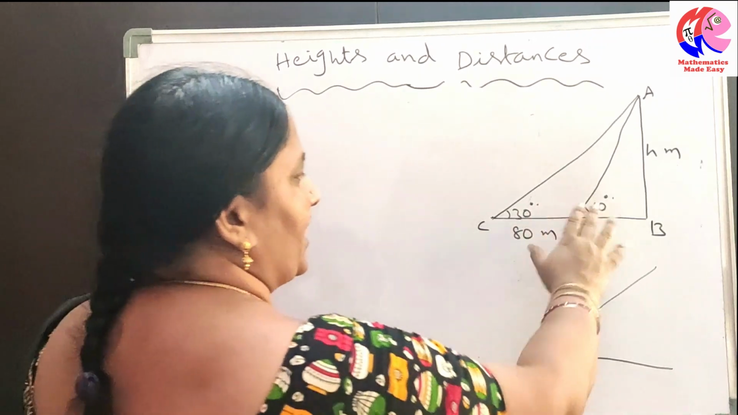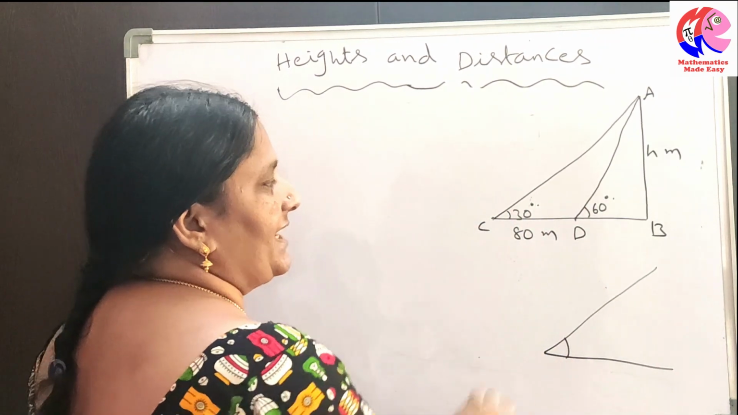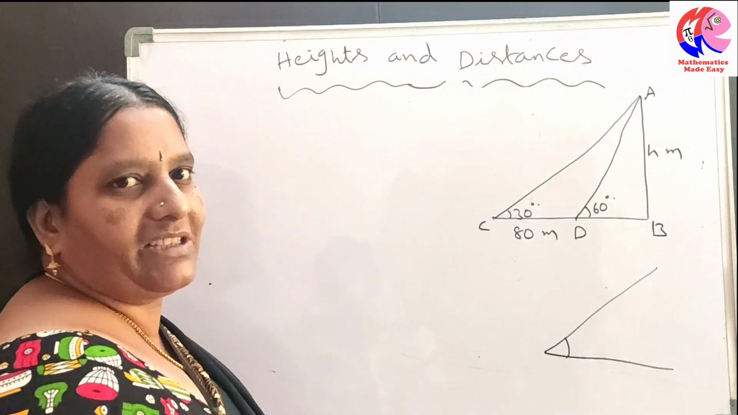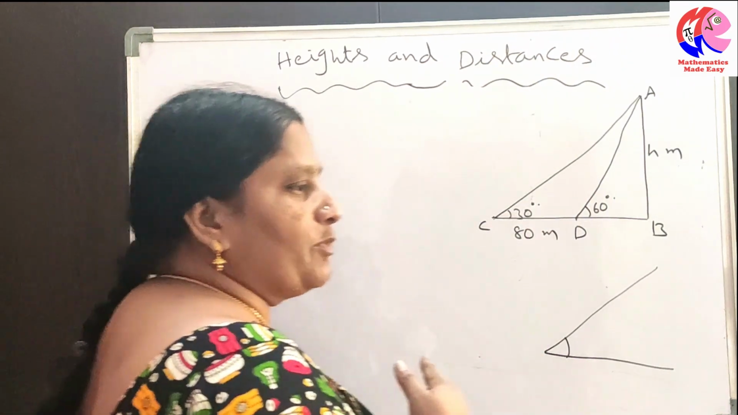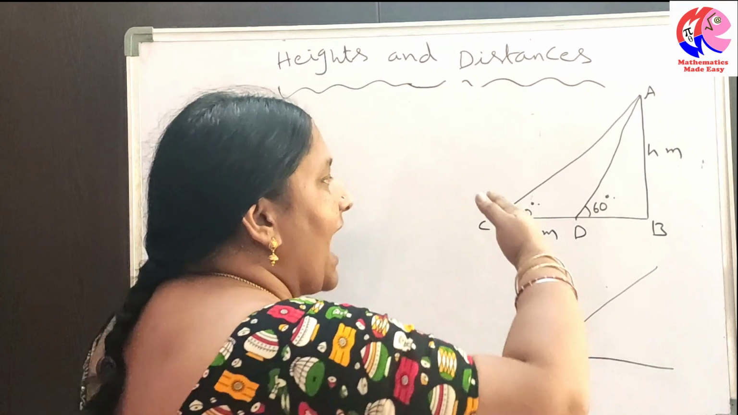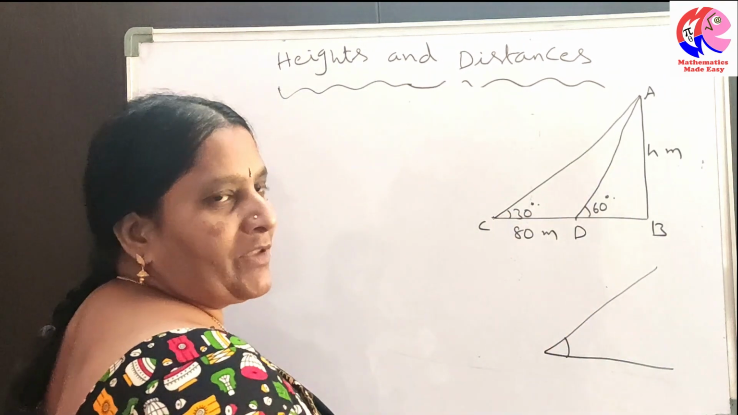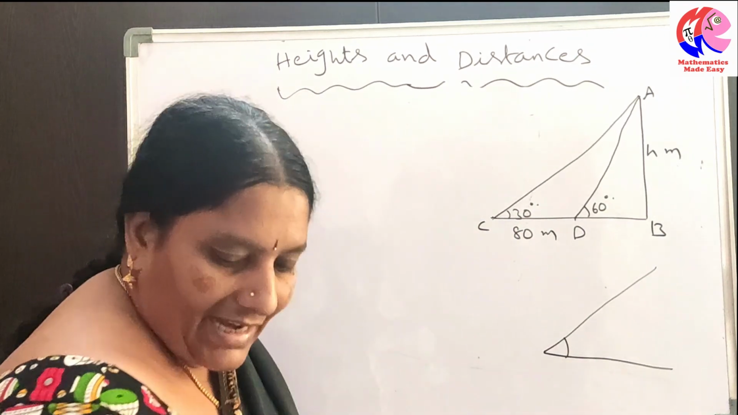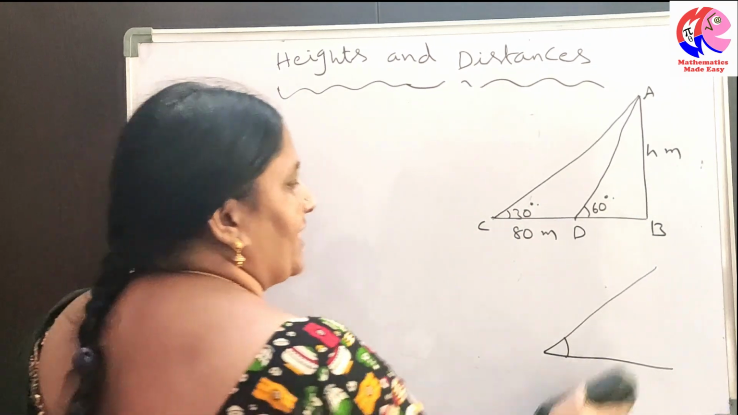So in our question, a person is standing at C and he observes the top of the tower with the angle of elevation 30 degrees. Whenever he is moving near to the object, the angle of elevation will increase. So from 30 degrees to 60 degrees it will be increased. Now they are asking what is the height of the tower.